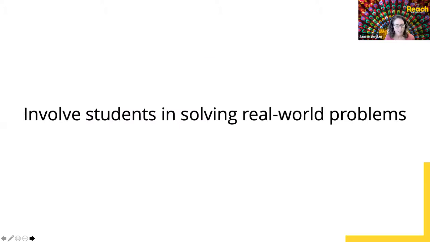Learning is promoted when learners are engaged in solving real-world problems. There are a number of ways to incorporate real-world problem solving into lessons. One is through inquiry-based learning. So let's pull up our second poll question. How many of you use inquiry-based learning?